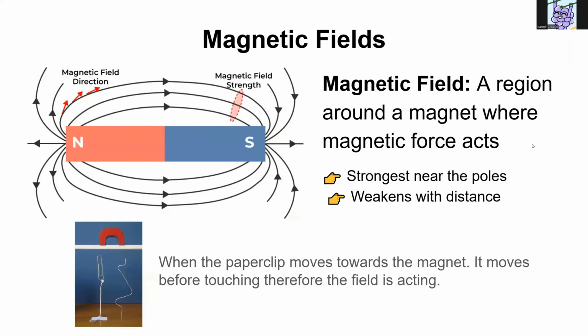So, magnetic fields. A magnetic field is a region around a magnet where magnetic force acts. It's strongest near the poles and it weakens with distance. When the paperclip moves towards the magnet, it moves before touching. Therefore, this field is acting. It's proof, right, that this field exists.